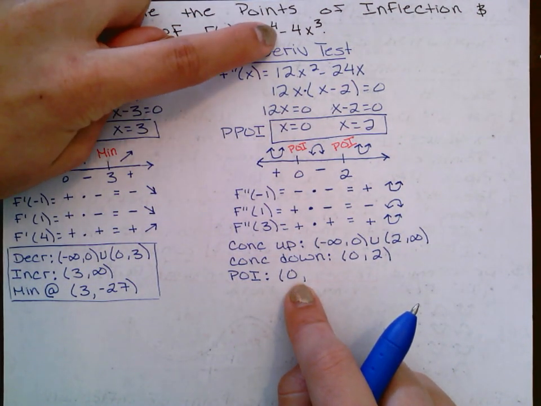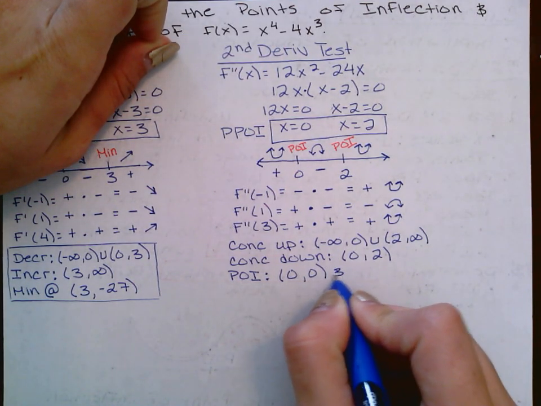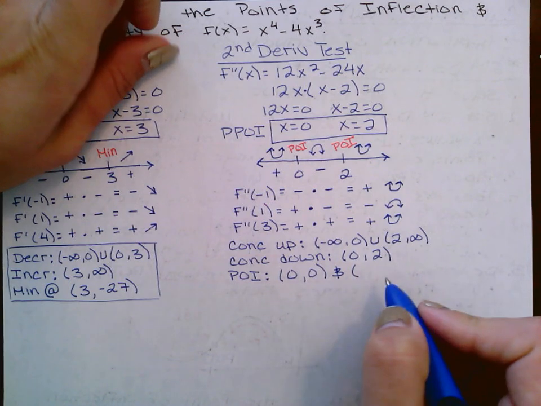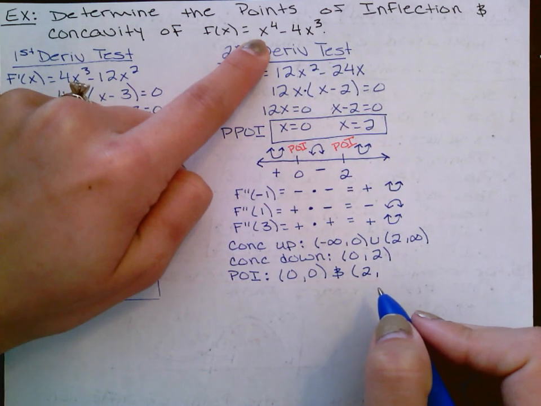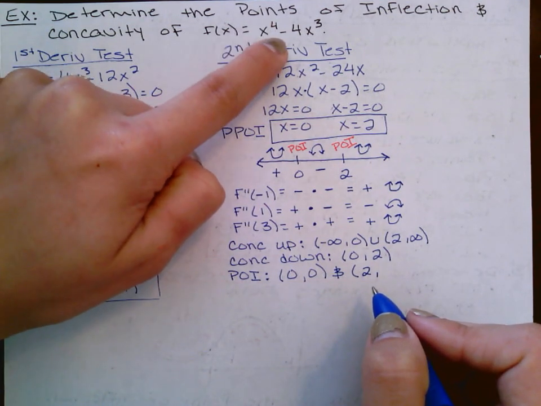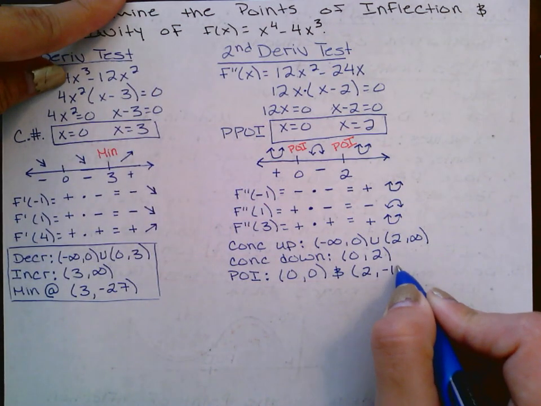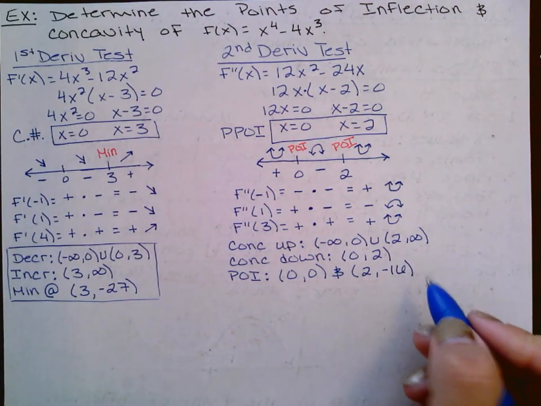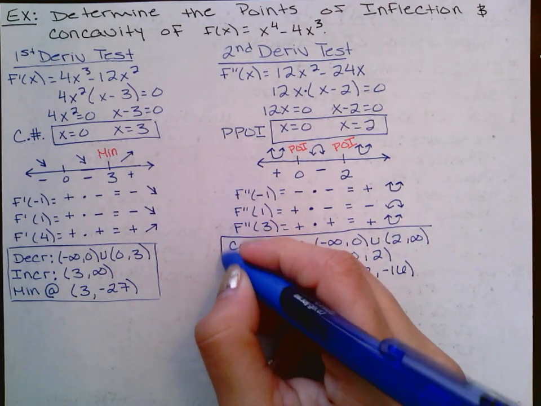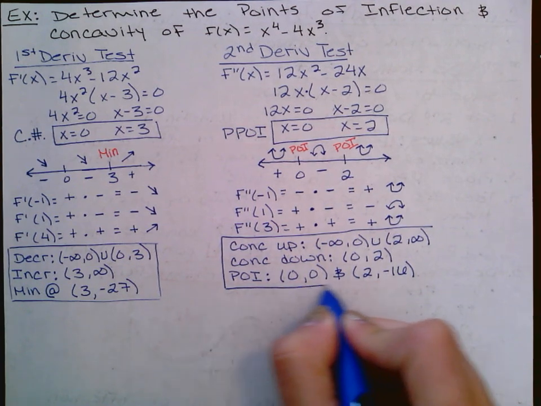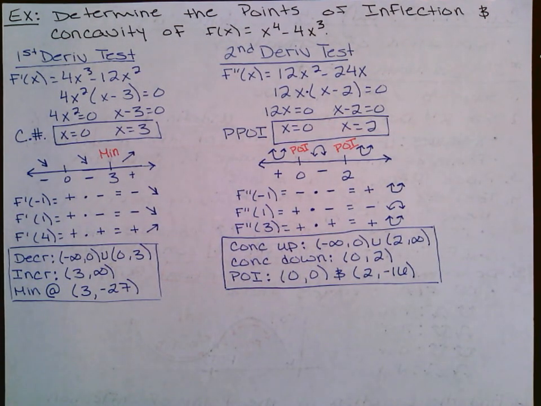0 to the 4th minus 4 times 0 cubed is 0. And my second point of inflection happens at 2. If I plug a 2 back into the original, 2 to the 4th minus 4 times 2 cubed, you can plug that in your calculator, and it gives you negative 16. And I am done with my second derivative test. This should feel like one of the easiest lessons to learn because you technically already learned it with the first derivative test. Just some new names, okay?